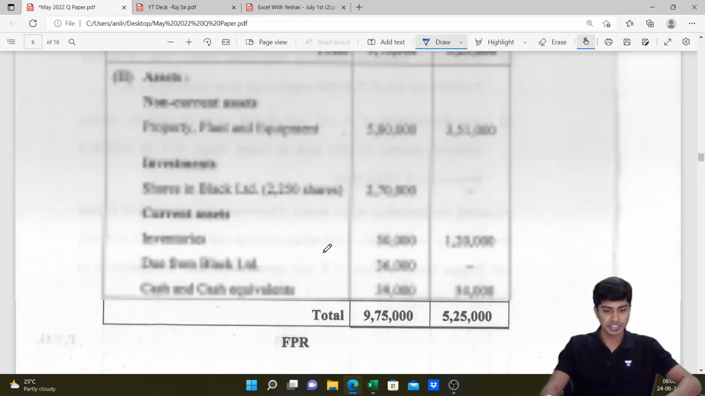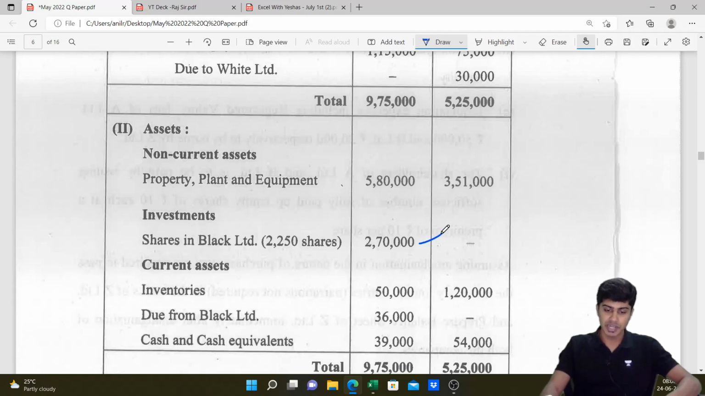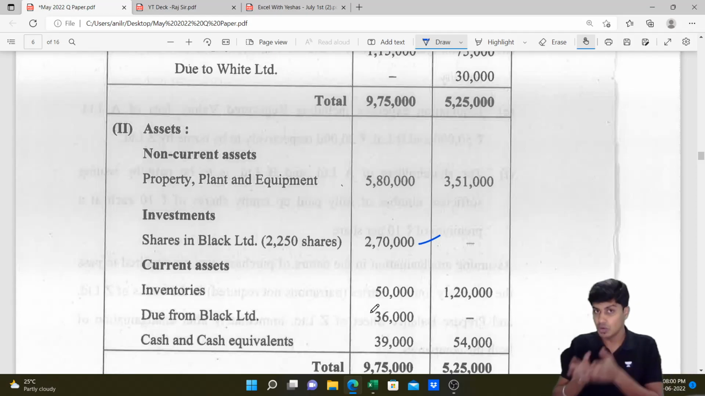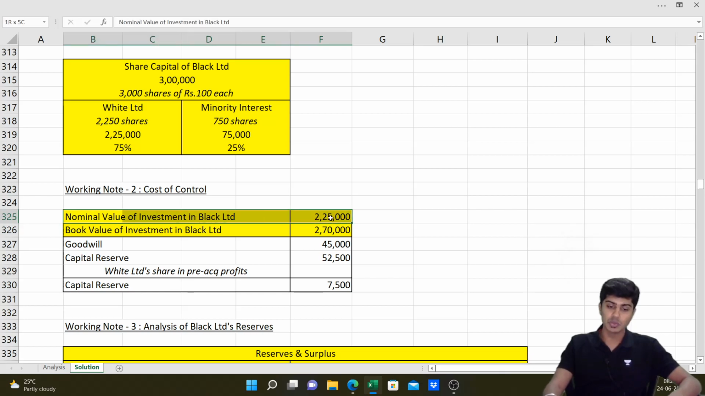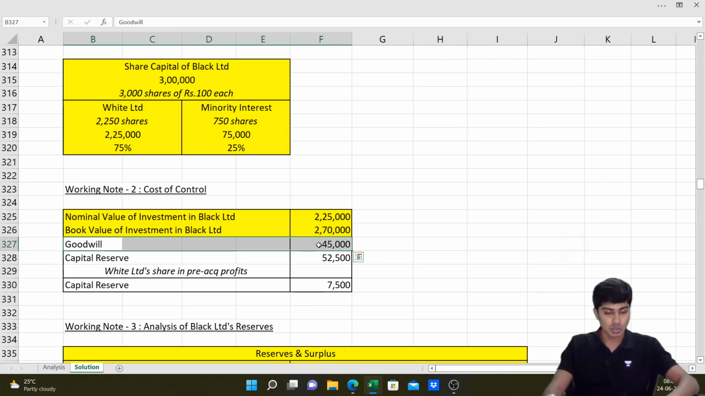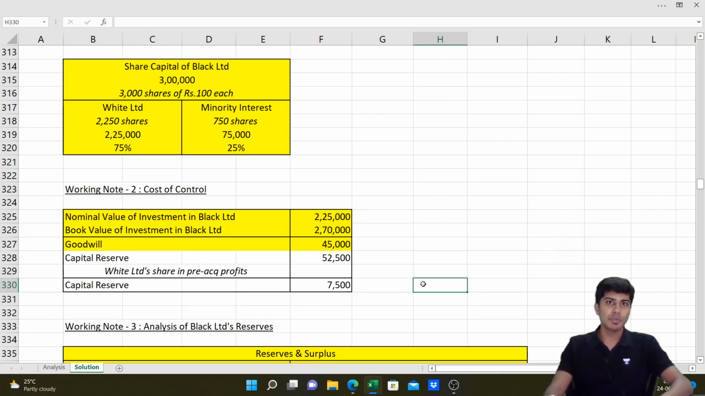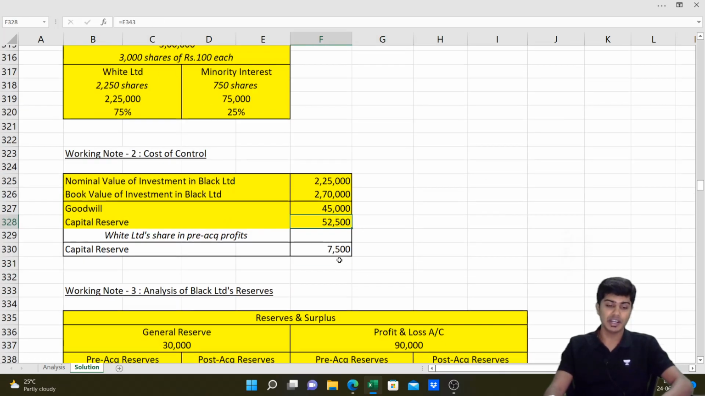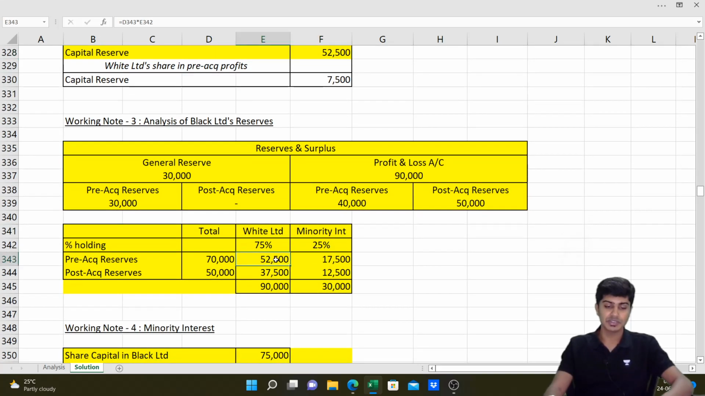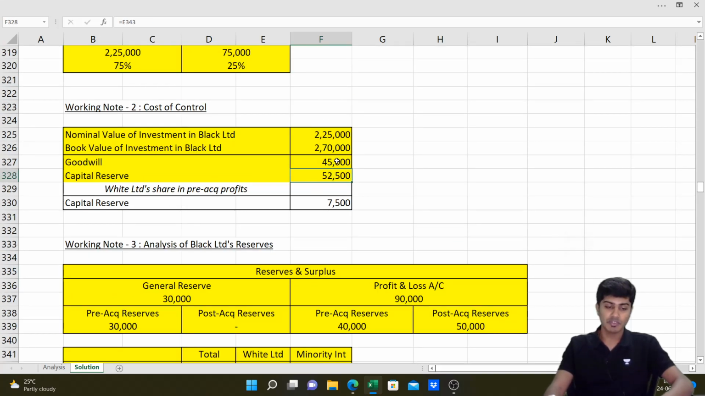In the balance sheet here, we have investment made in the subsidiary 2,70,000. This is the amount invested. But the nominal value of it is 2,50,000. For shares of nominal value 2,50,000, if we paid 2,70,000, we have paid more. That excess we paid is goodwill of 45,000. But because we paid such excess money, we've got some capital profits, 52,500. This capital profit 52,500 comes from here, pre-acquisition reserves. So 45,000 goodwill, 52,500. If I take capital reserve, I'll get capital reserve of 7,500.